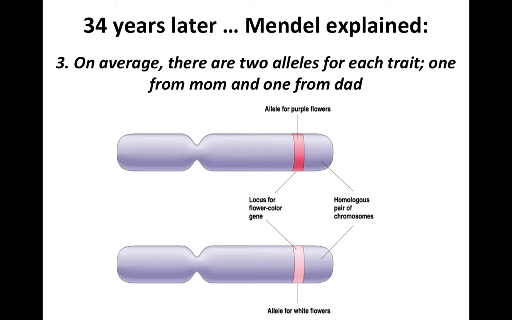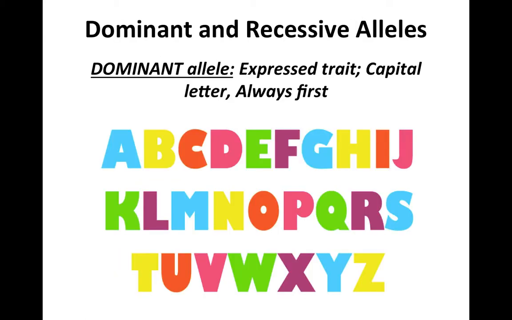So 2 alleles for each trait. Where do you get them? You get them from mom and you get them from dad. In the offspring of just those flowers. Yes, flowers, plants have moms and dads. Dads contribute the sperm, moms contribute the eggs. Move on, Miss Chris. All right.